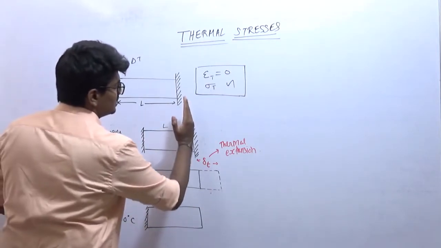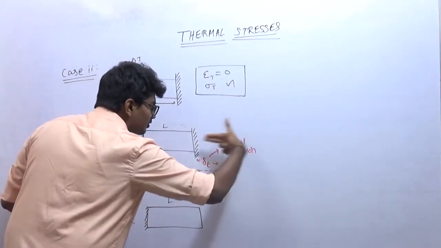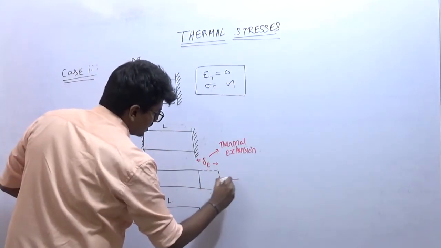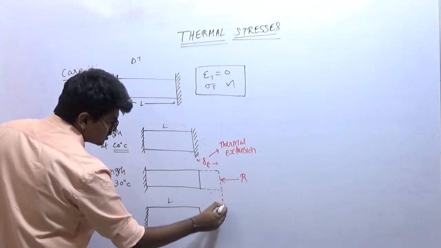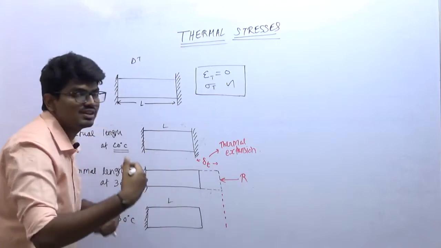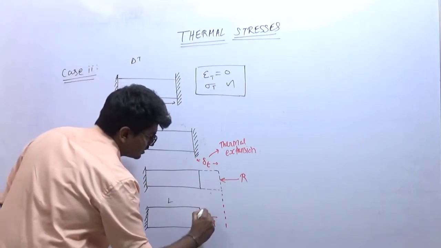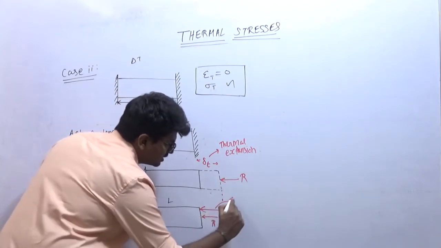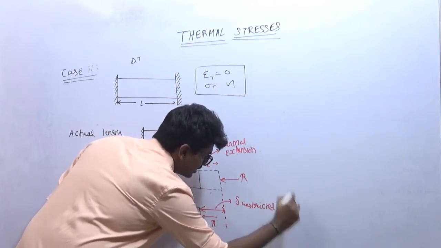Because this support is offering a reaction force in the opposite direction, that is R. And due to this reaction force, this much amount of deflection, which could have been freely expanded, is getting restricted. That I will take as delta R.